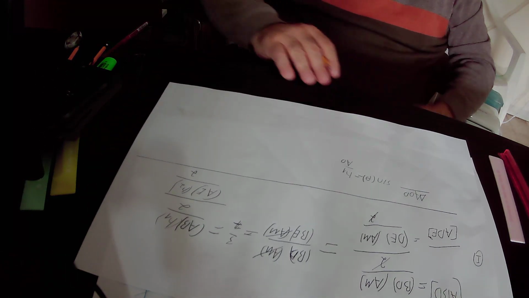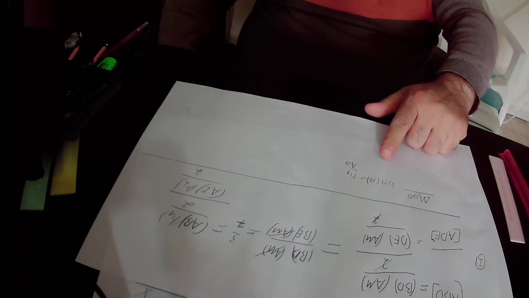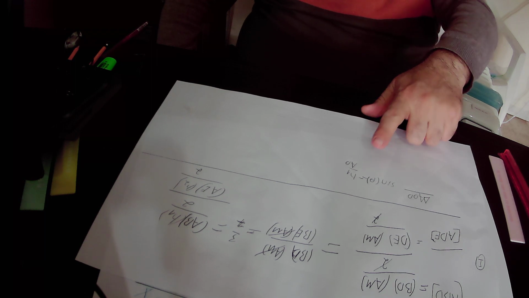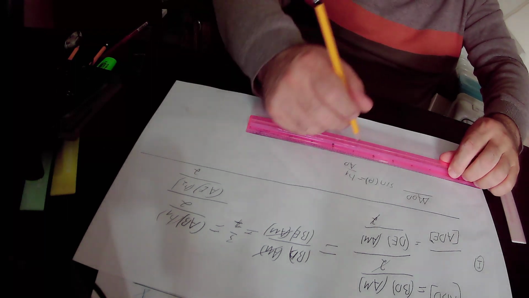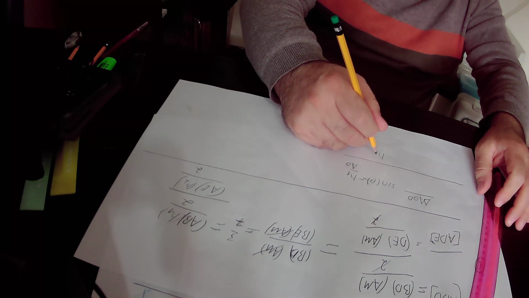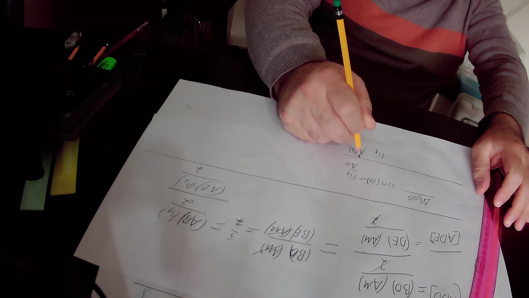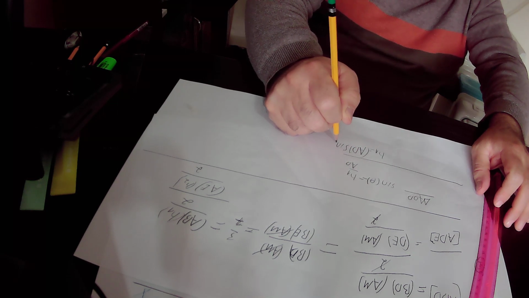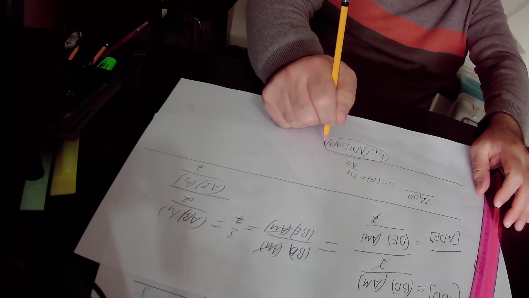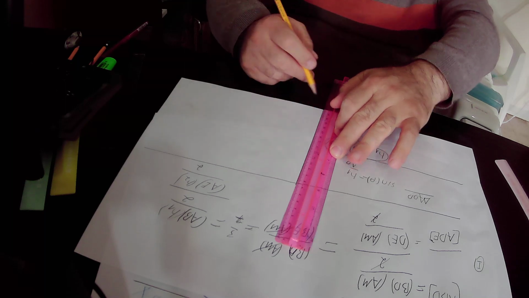I repeat again. In the right triangle AOD, sine theta will be equal to edge 1 over AD. We will multiply this equation by AD, and we will get that edge 1 equals AD times sine theta. Okay, so we found the value of edge 1. In the same way, we will find the value of edge 2.